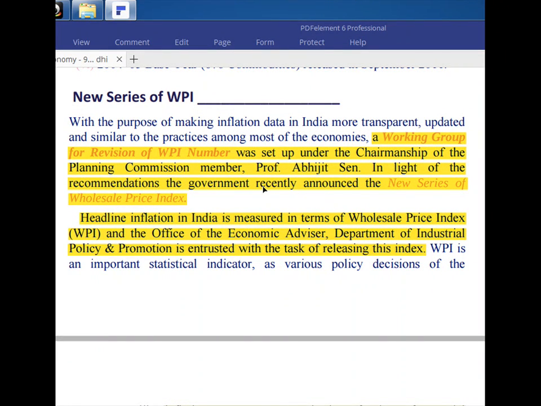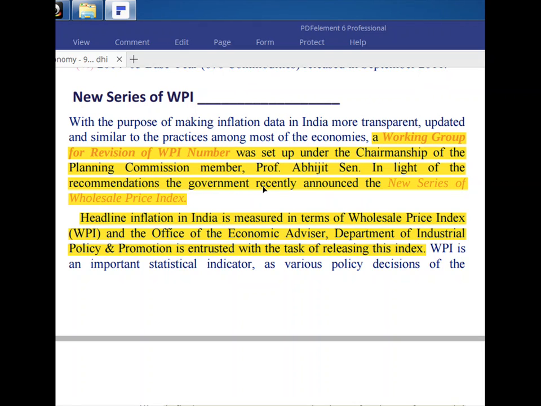With the purpose of making inflation data in India more transparent, updated and similar to the practices among most economies, a working group for revision of WPI numbers was set up under the chairmanship of Planning Commission member Professor Abhijit Sen. In light of its recommendations, the government recently announced the new series of wholesale price index.